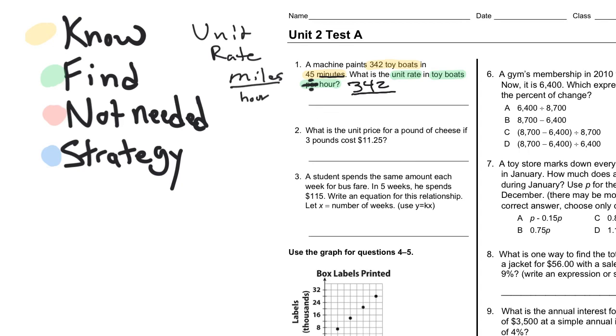Well, shoot, how many hours is 45 minutes? Well, there's 60 minutes in an hour. So we know that that is 45 over 60. Well, we could keep it like this if we want, right? Because this is what we know. And this is the simplest way I can do this.